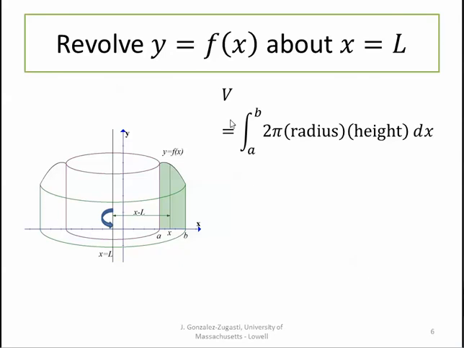Here's how we're going to do it. Our volume is still equal to, we're still taking our slices from a to b, so the integral from a to b of 2 pi times our radius. Our radius now goes from the line x equals L to x, so that's x minus L, and then the height is still the same, f of x. So here's our formula for the volume. And notice I put absolute values around x minus L. That depends on where L is. If L is less than a, then it's going to be x minus L. If L is greater than b, then it's going to be L minus x. That's why the absolute value signs are there.